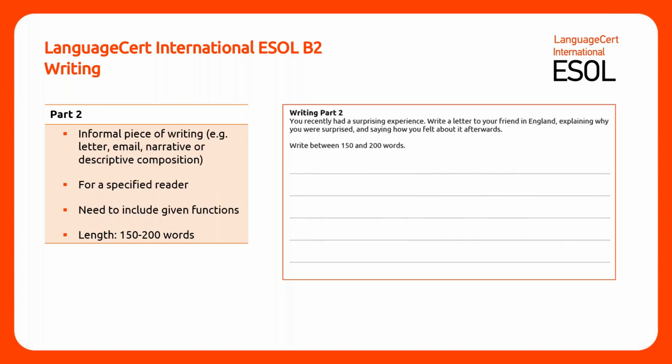Part 2 asks them to produce an informal piece of writing, which might be a personal letter, an email, a narrative, or a descriptive composition for a specified reader. Candidates will be required to include the given functions and write between 150 and 200 words.